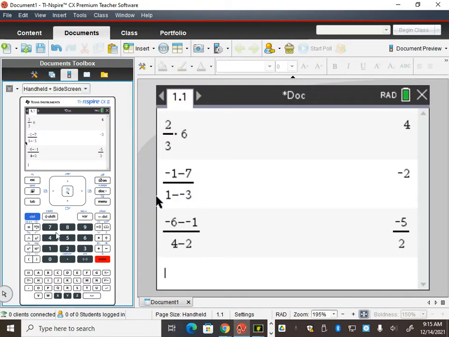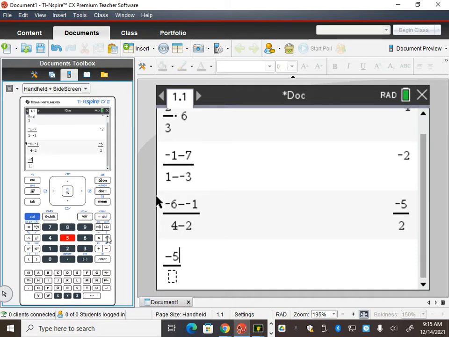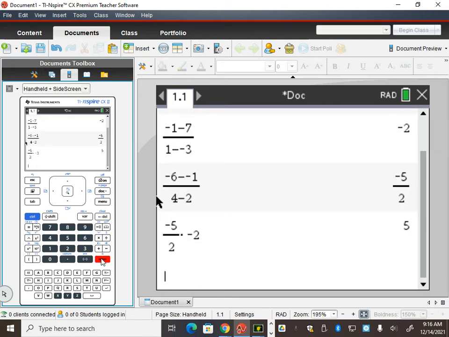So we have negative 5 over 2 times negative 2, and enter, and we get 5, so plus 5. Now I'm going to subtract 1 from both sides. When I do that, I'm just going to write it over here. Y is equal to negative 5 halves x. 5 plus negative 1 is positive 4. So my answer is y equals negative 5 halves x plus 4.